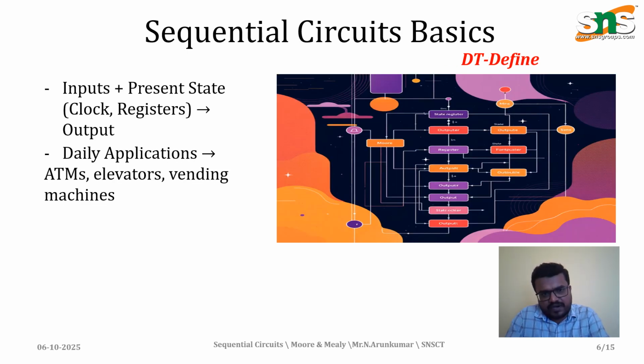The next one is the definition. A sequential circuit generally has clocks and registers, and it is based on input, present state and output. These things are considered for sequential circuits, and they are used in ATM machines, elevators, and vending machines also.